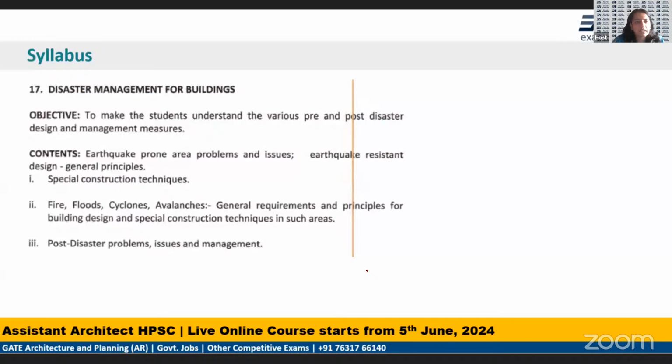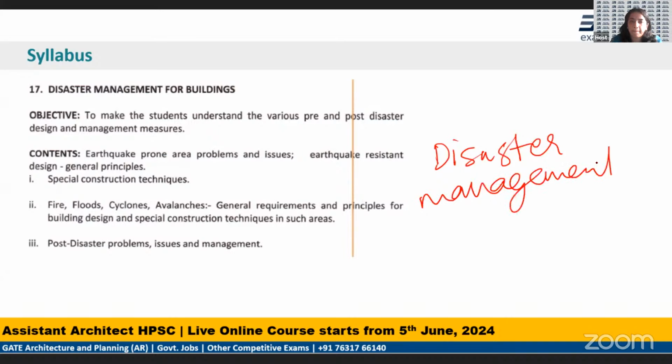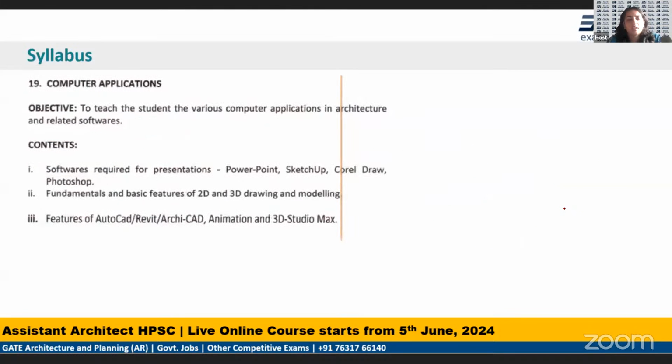Then coming to disaster management, here understanding pre and post disaster designs, right from all kinds of disasters, floods, earthquakes, cyclones, what are the basic requirements, what should the approach be. Even it would be important to know your Disaster Management Act. What is the authority related to disaster management in the country? Knowing all of these are important from the exam perspective.